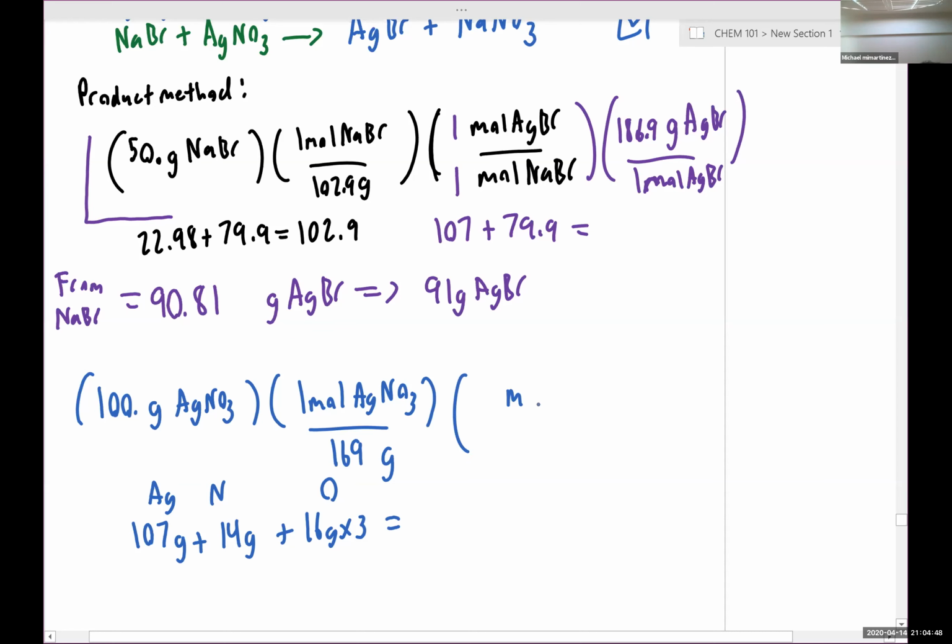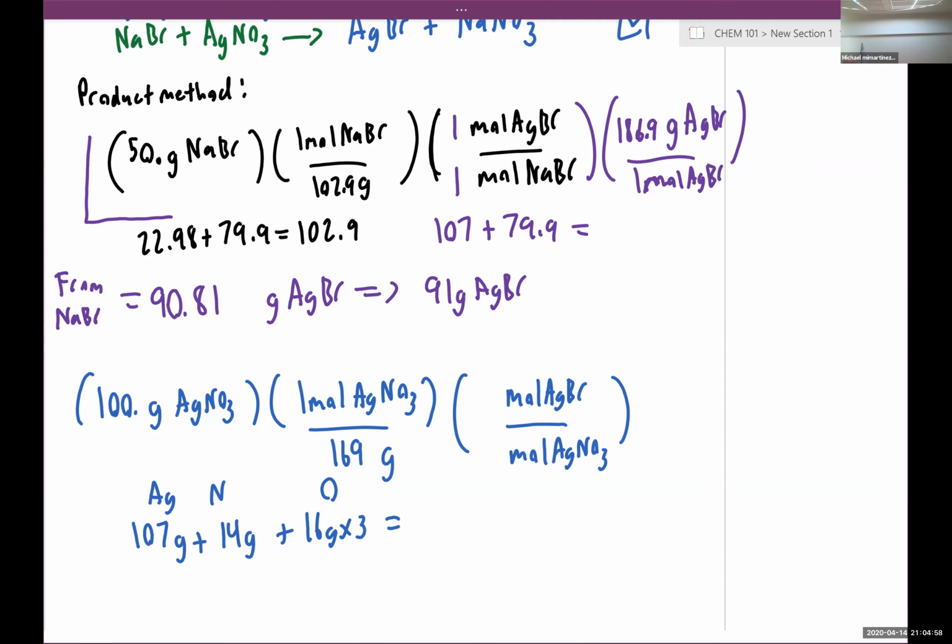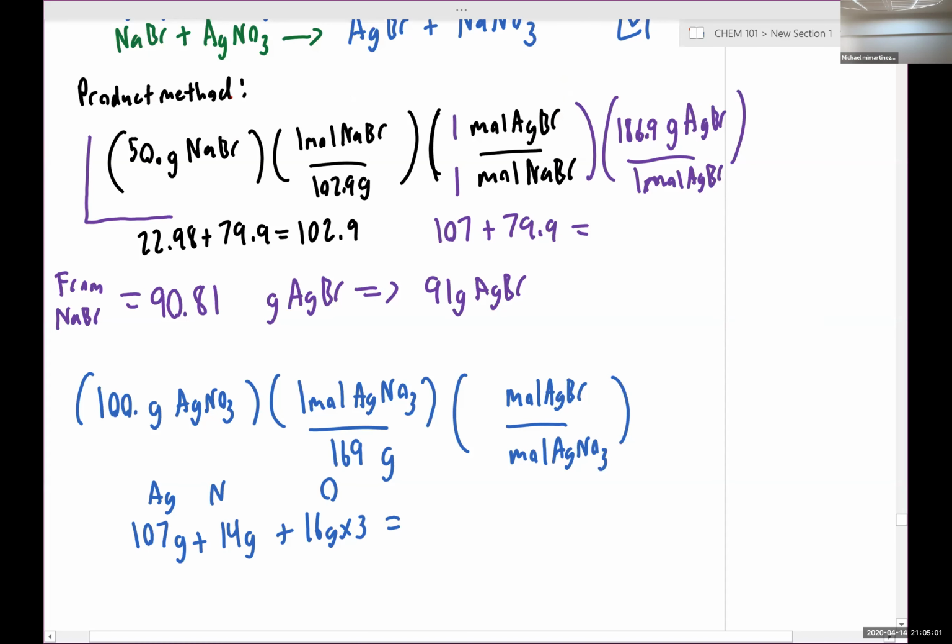My next question is, how many moles of silver bromide do we make per mole of silver nitrate? What is our mole to mole ratio? 1 to 1, exactly right. Now, I always like to write out my conversions in one line because it's very easy to read, very easy to check my work, and I don't have to hassle with figuring out where this random number came from.